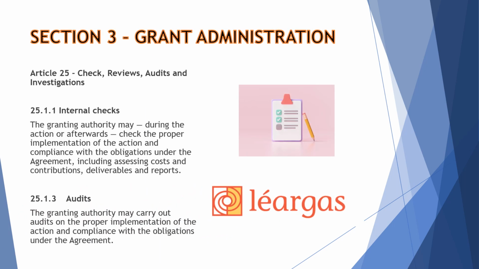Section 3 deals with checks, reviews, audits and investigations. Within Section 3, Article 25 specifically relates to audits. Leargas may perform its own audits or may delegate audits to be completed by an external specialised audit firm. Where Leargas use an external firm, you will be informed. You do have the right to object to a specific third party completing the audit on the grounds of commercial confidentiality or conflict of interest. If this is the case, you will need to inform Leargas, who will arrange a suitable alternate.